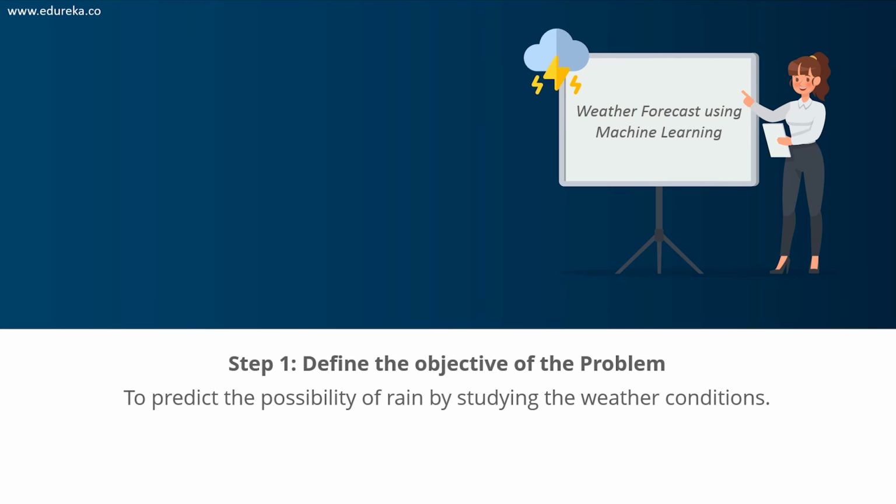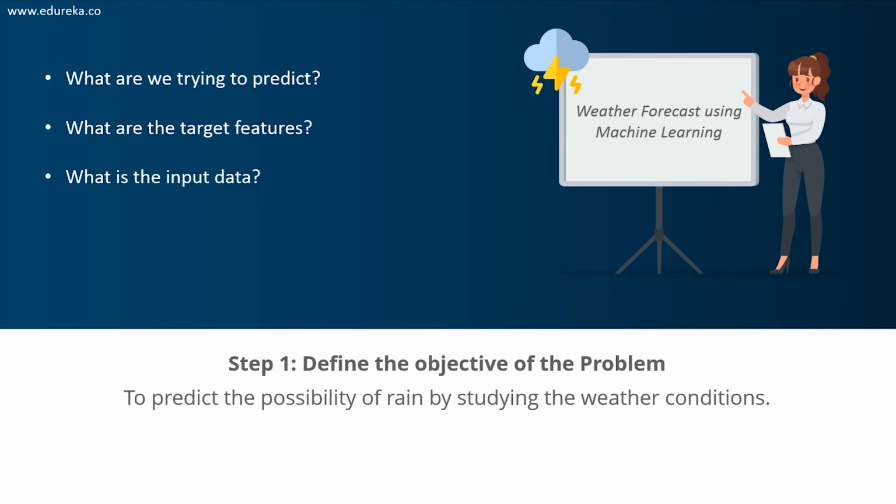The questions you should be asking yourself is, what are we trying to predict? Here we're trying to predict whether it'll rain or not. You need to understand what the target features are. Target features are basically the variable that you need to predict. Here we need to predict a variable that will show us whether it's going to rain tomorrow or not.